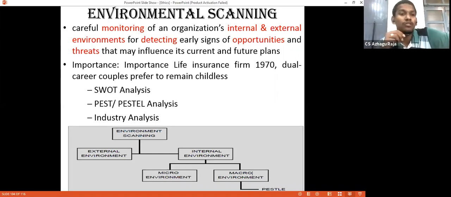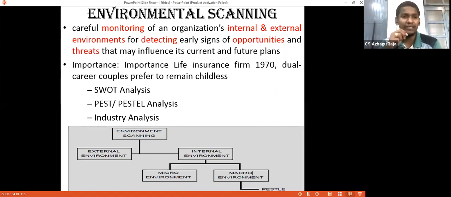So at that time life insurance came into existence. Basically, when you have a child, when you get old and retire, your children will take care of you. So at that time the life insurance concept came into existence. That was entrepreneurship, an innovation in the insurance field. They said that couples without children can also manage life in the future. So that is an example of environmental scanning.